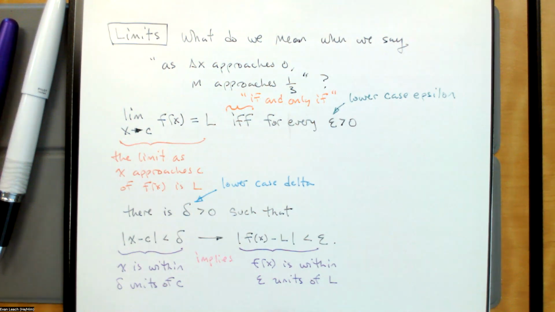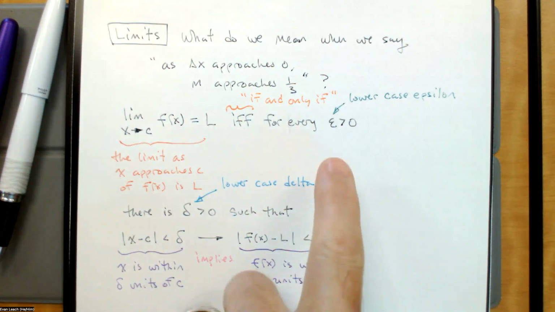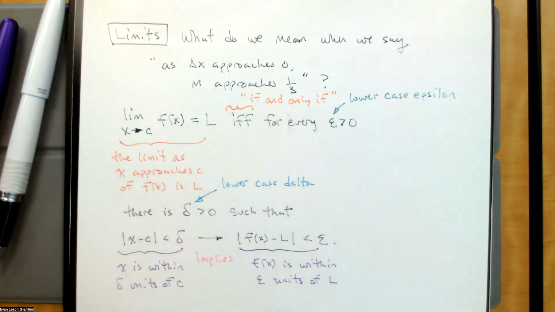We can say that the limit as x approaches c of f of x is equal to L if whenever x is close enough to c, f of x will be close to L. How close? As close as we want. Epsilon is our chosen tolerance. Epsilon is how close we want to be to L. If we can find a delta for any choice of epsilon, then we can say that the limit as x approaches c of f of x is L.